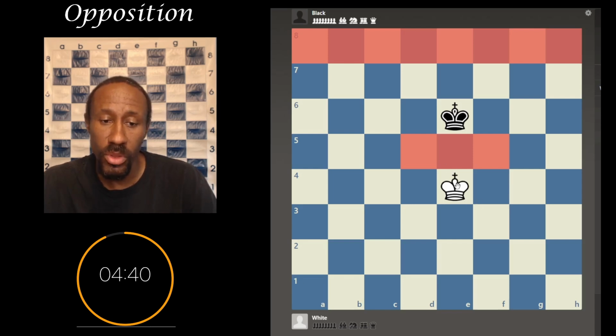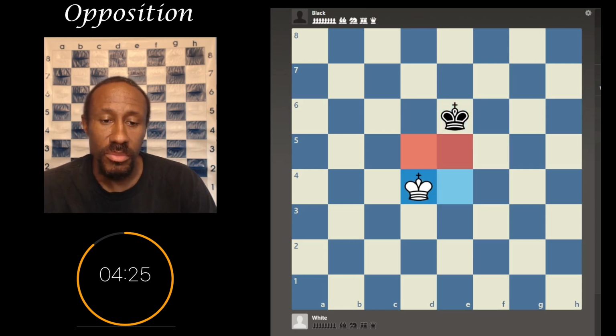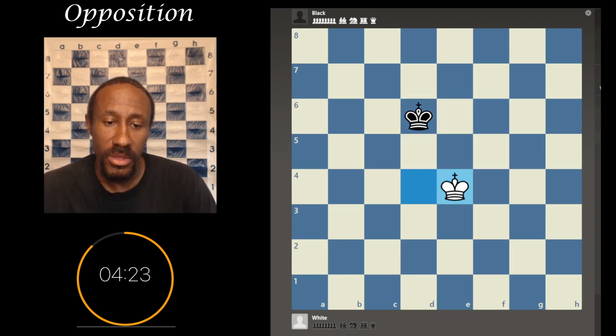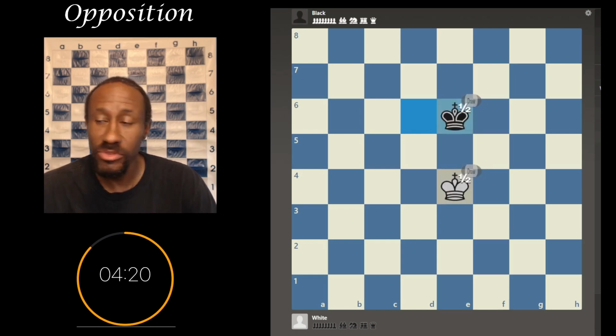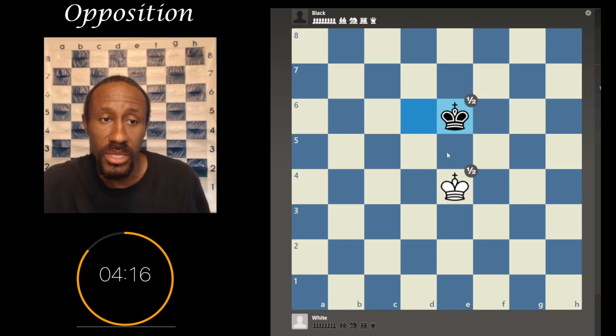So on the board, the white king wants to get to this back row of red. Can he get past the black king? If it's his turn, no, he can't. Let's see how this might play out. The black king is keeping opposition because the white king is not able to slide by. So the white king was not able to get to the back of the board like he wanted to.